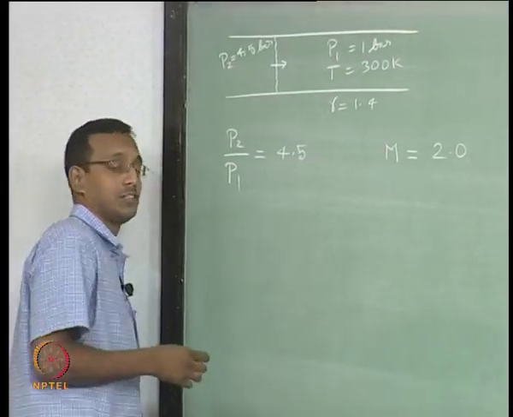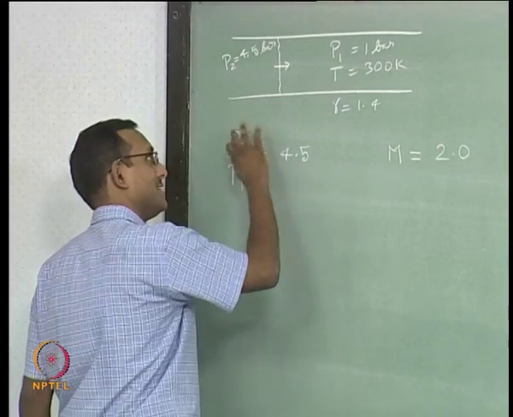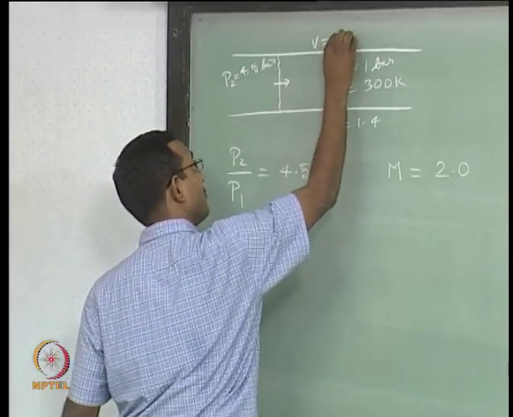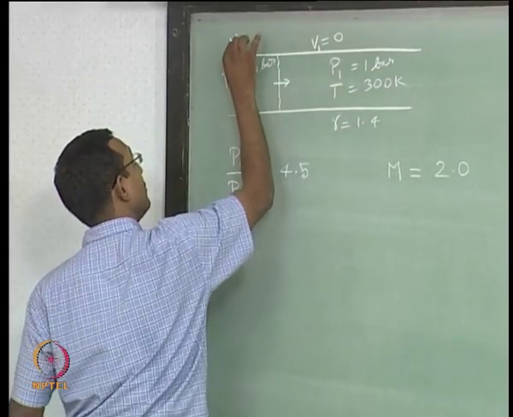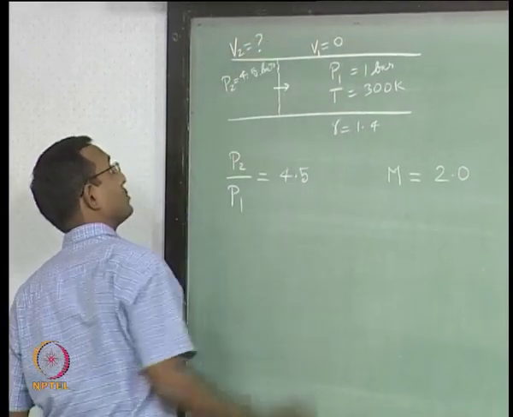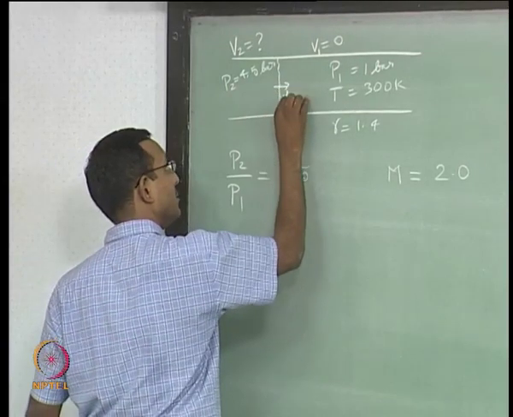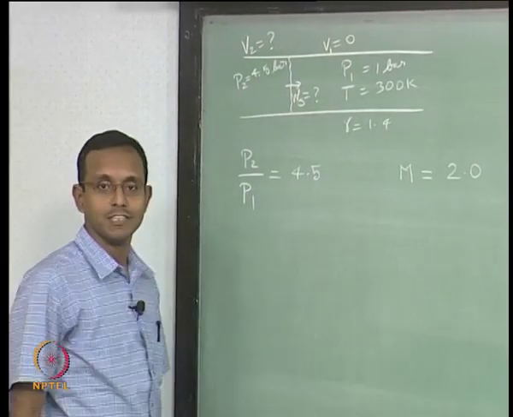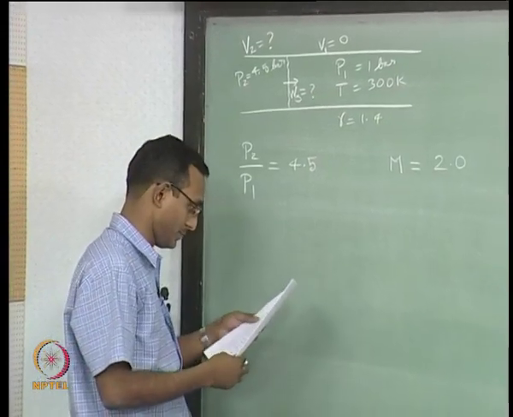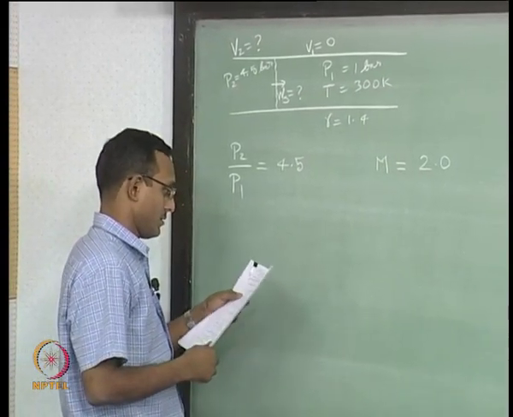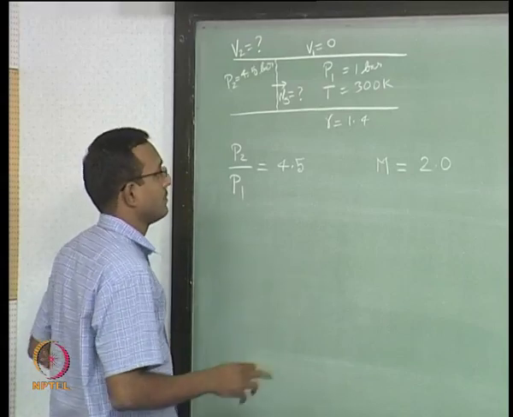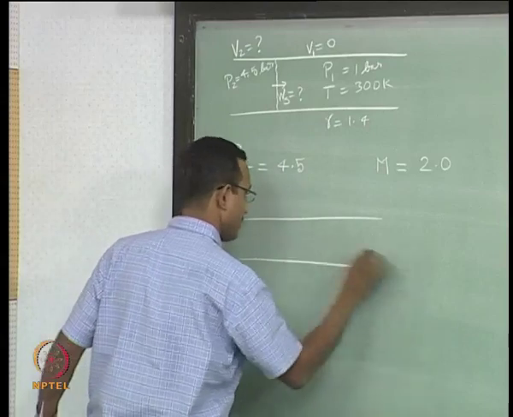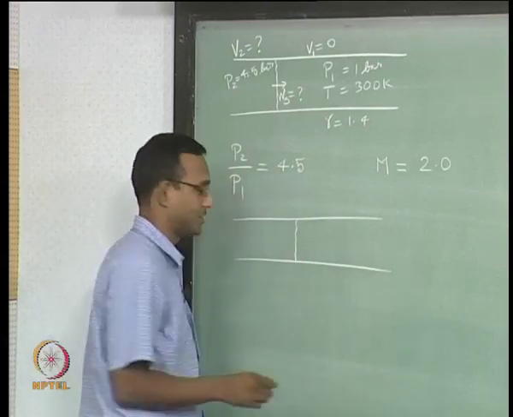Once we have this information, I do not want to really solve the problem in this coordinate system. We know that V1 equal to 0, V2 we are supposed to find out, and shock speed Ws we are supposed to find out. That is the basic problem. So, I want to find it in the other coordinate system, I will draw it here, the shock fixed coordinate system.